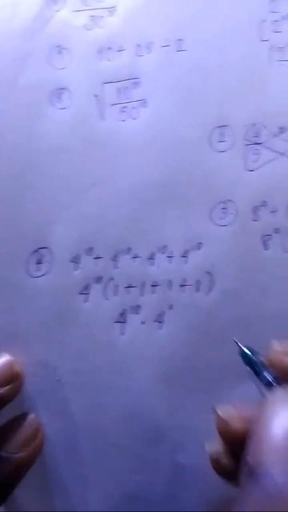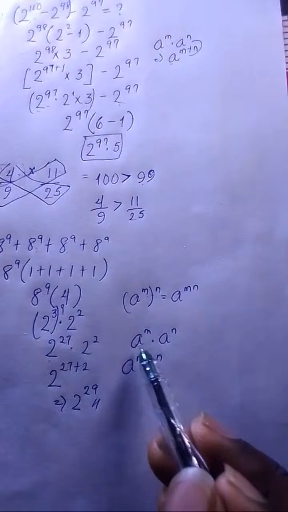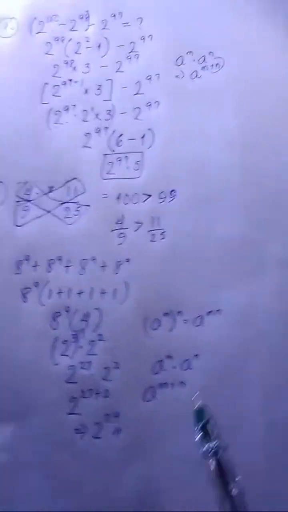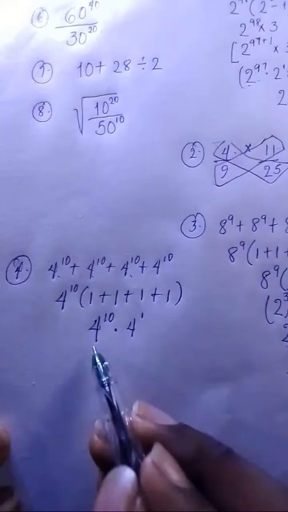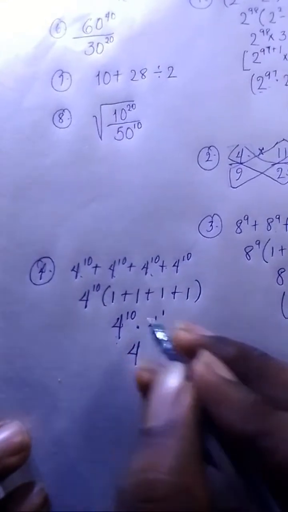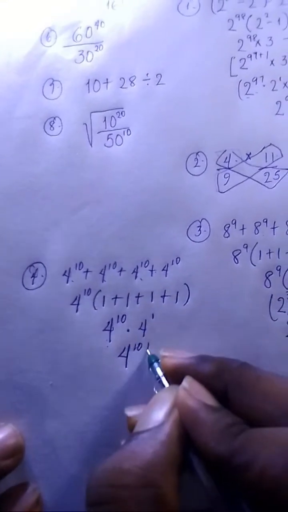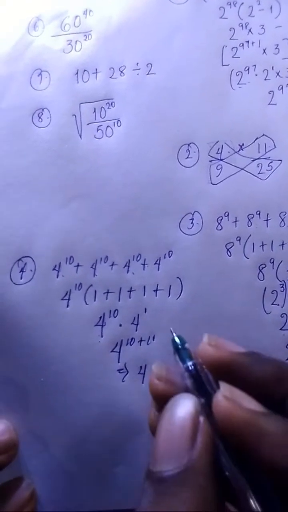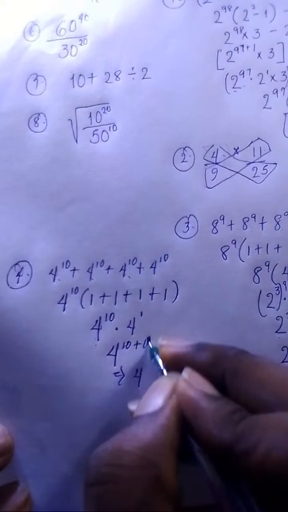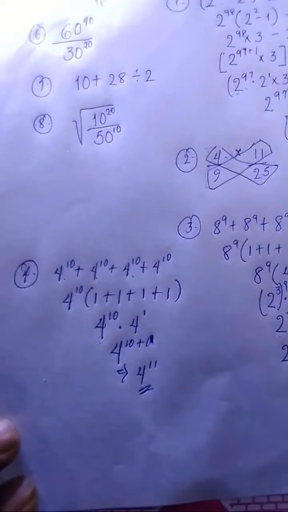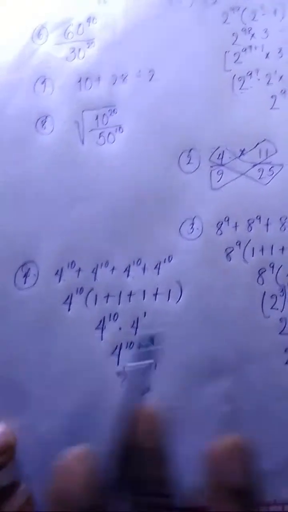So the law we use for this place: when we have a raised to the power of m times a raised to the power of n, it gives us a raised to the power of m plus n, because the bases are the same. Since the bases are the same here, 4 and 4, it will give us 4 raised to the power of 10 plus 1, which is 4 raised to the power of 11. So this will be our final answer for question number 4.